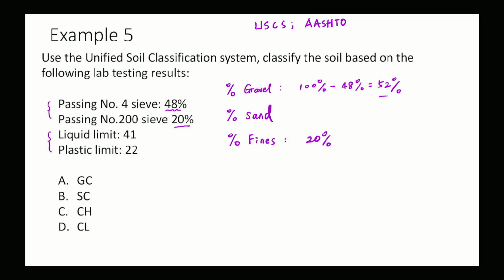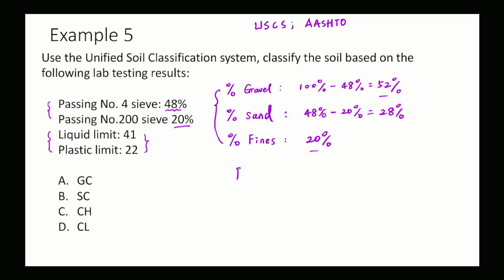So we have 52%, we have 20%. So all the leftovers would be the sand. So that will be 48% minus 20%. So we have 28% of sand. Okay, so those are the proportions from the sieve analysis, and also we have some Atterberg limits as well.